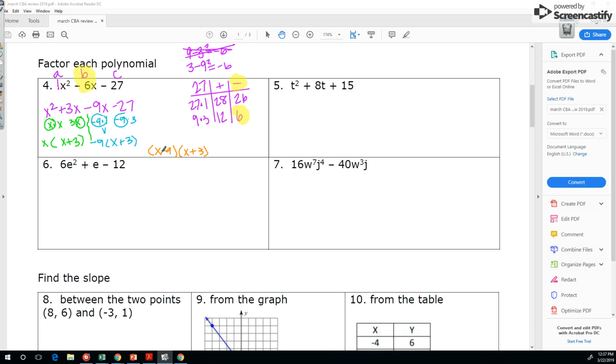And you should notice that this negative 9 is this same negative 9, and this positive 3 is still that positive 3.